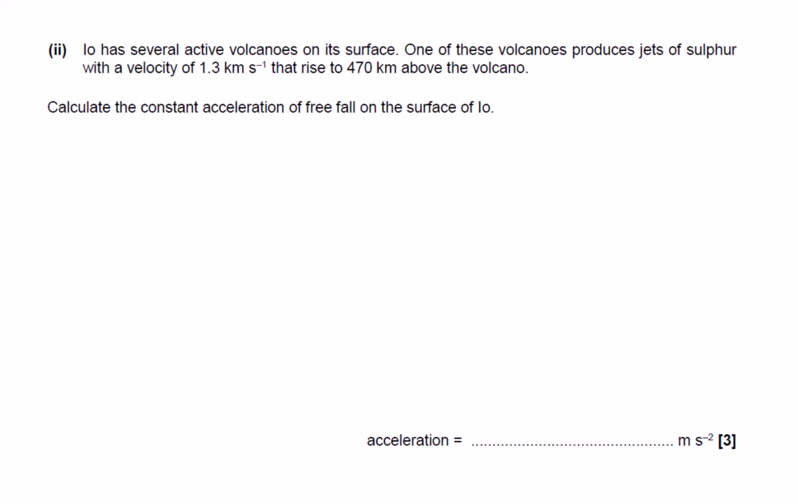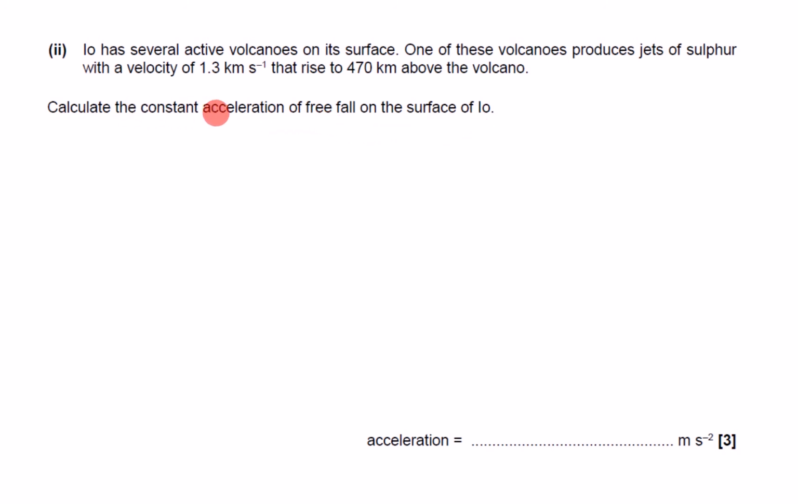Q13b part 2 is telling us that Io has several active volcanoes on its surface. One of these volcanoes produces jets of sulphur with a velocity of 1.3 kilometers per second that rise 470 kilometers above the volcano. And it's asking us to calculate the constant acceleration of freefall on the surface of Io.